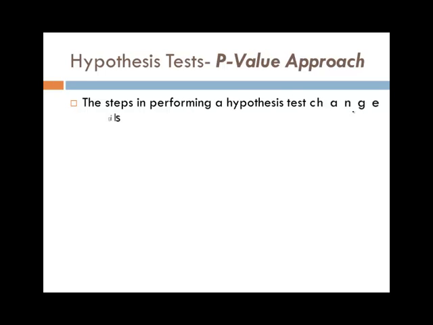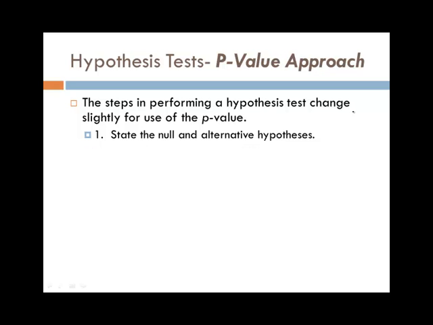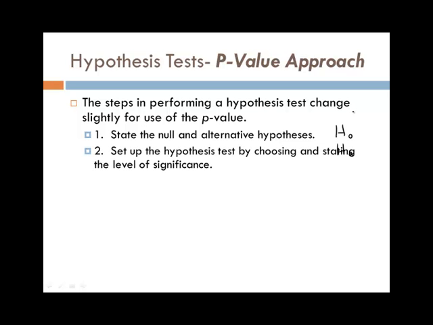So the p-value approach is what we've been working on here. First, we state the null and the alternative hypotheses, which are abbreviated H0 and HA. We set up the hypothesis test by choosing and stating the level of significance. Alpha is 1 minus the degree of confidence.